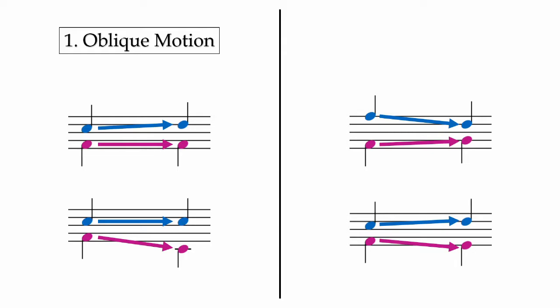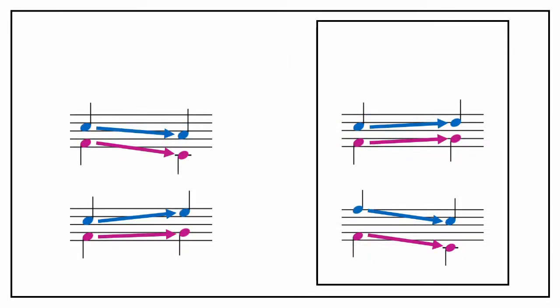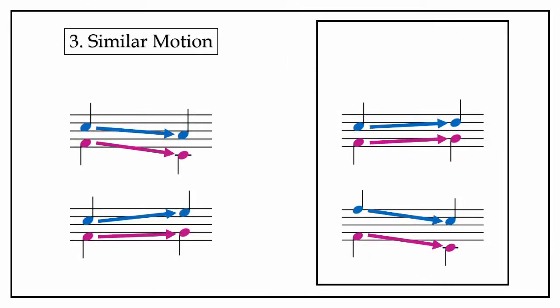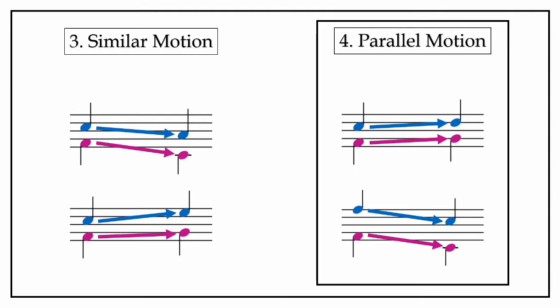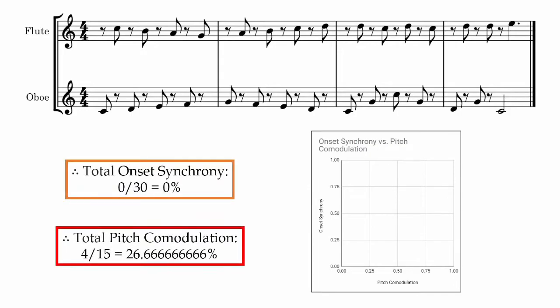When one pitch remains the same and the others move in any direction, the relationship is called oblique motion. Contrary motion occurs when both of the pitches move in opposite directions. If the voices move in the same direction, it's called similar motion. And lastly, there's a specific type of similar motion called parallel motion. In this case, the voices also preserve the interval between the notes as they move together. For both onset synchrony and pitch comodulation, our code averages all the detected values per instrument to provide a percentage value, which can then be plotted on the graph.